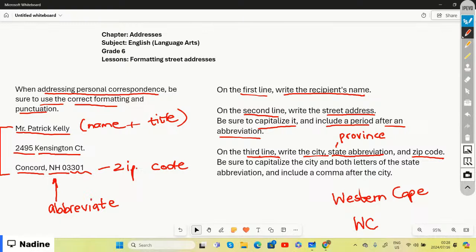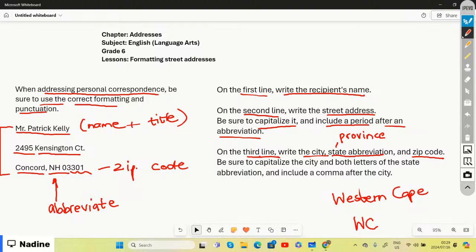But do you guys get the idea? Do you get when I say that this is how we format addresses? We write down on the first line the name of the person as well as the title of the person that is receiving, let's say, the delivery, right? So the person receiving the delivery, we write down the title as well as the name and surname.